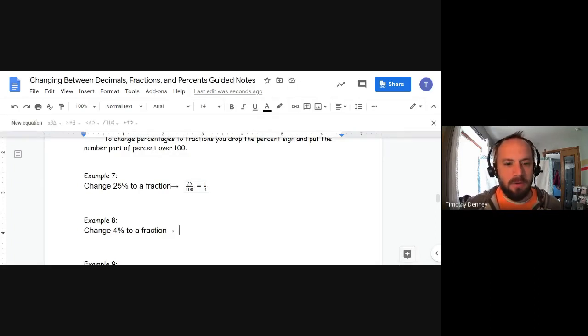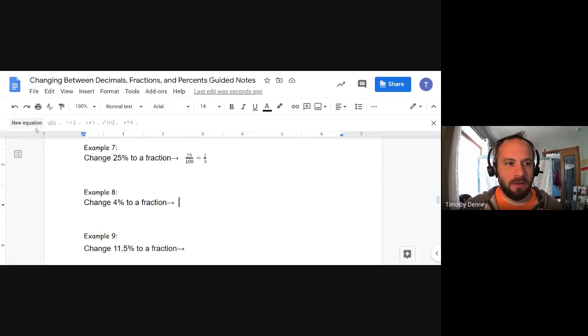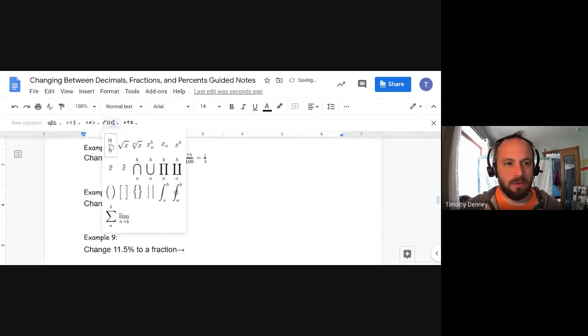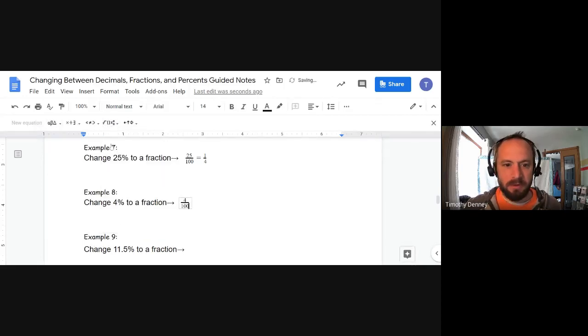All right, what about 4%? Okay, same idea. Gonna put it 4 over 100, and I can reduce that: 4 divided by 4 is 1, 100 divided by 4 is 25.